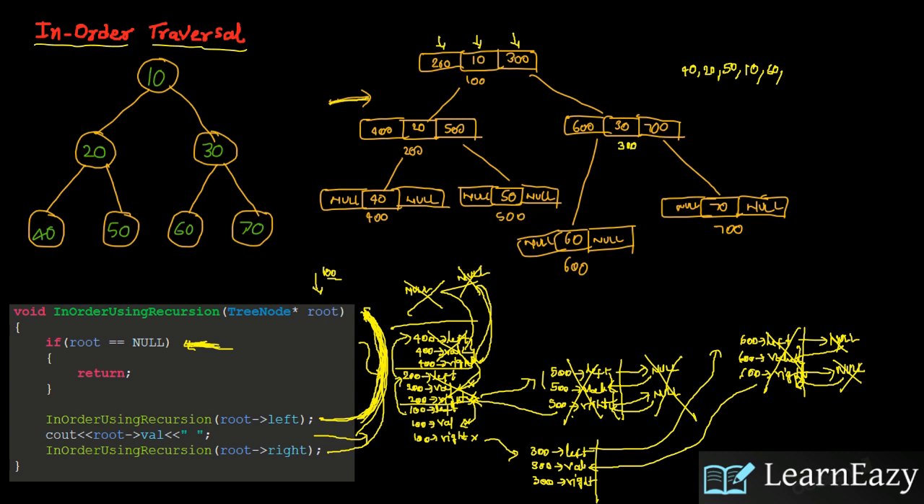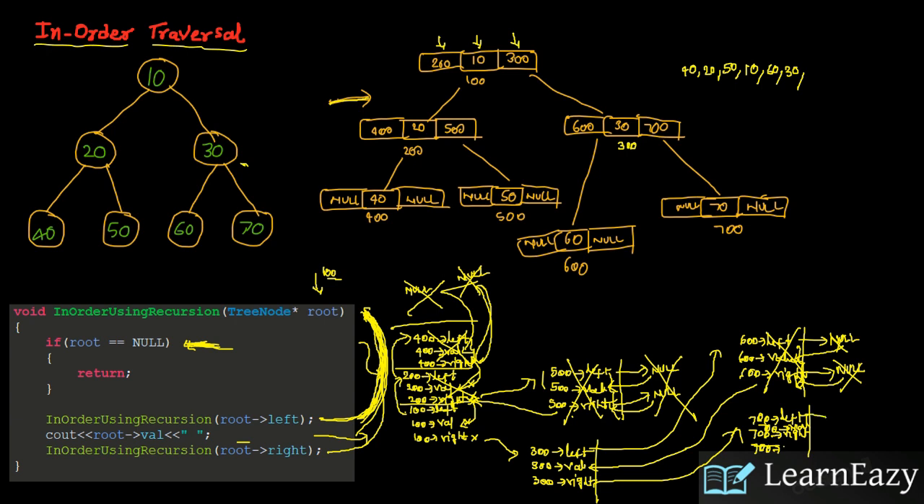300 value is nothing but 30. So 30 will get printed here. Now 300 right. 300 right is nothing but 700 left, 700 value, 700 right.